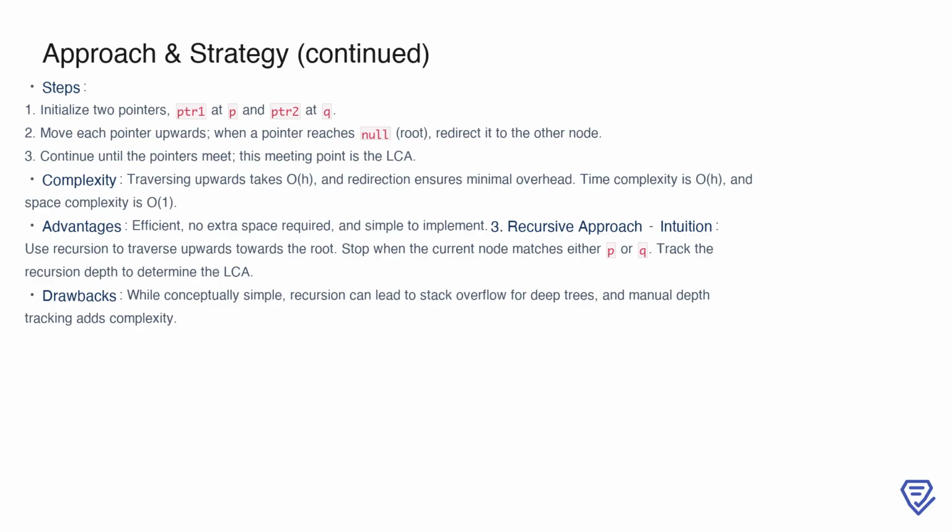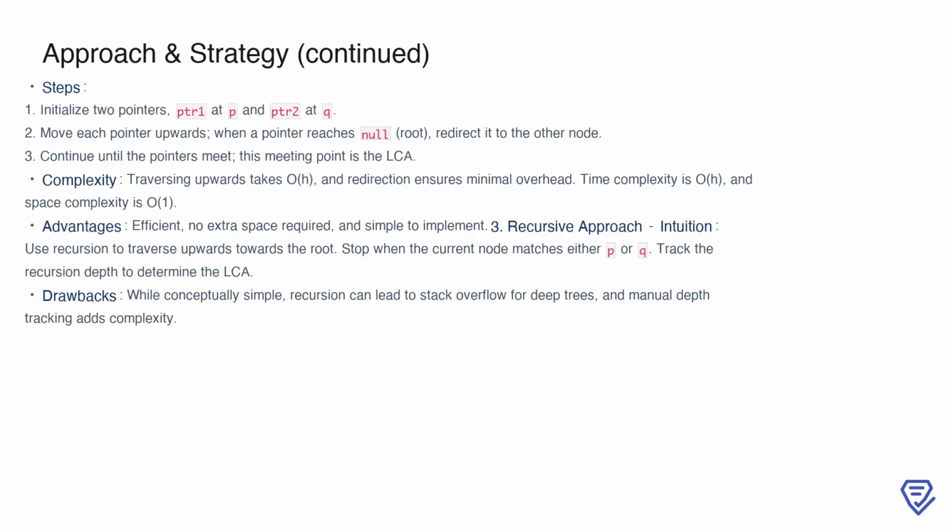This ensures both pointers traverse the same total distance, regardless of the initial depth of their starting nodes. The process continues until the pointers meet, and this meeting point is guaranteed to be the lowest common ancestor. The efficiency of this method lies in its minimal time and space complexity. Traversing upwards takes O(h) time, and since no additional data structures are used, the space complexity is O(1). This approach is not only efficient but also simple to implement.